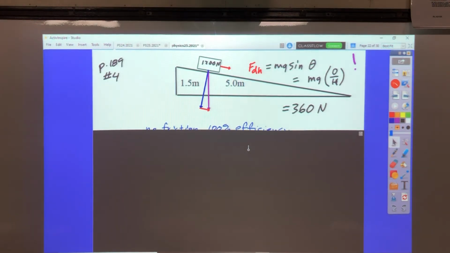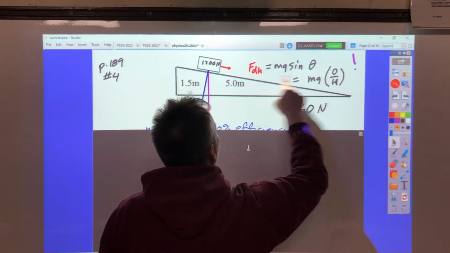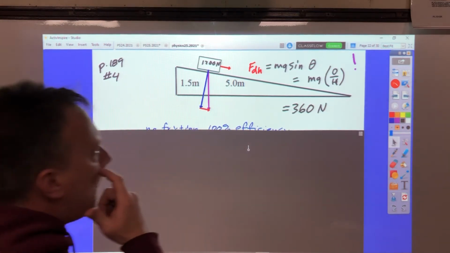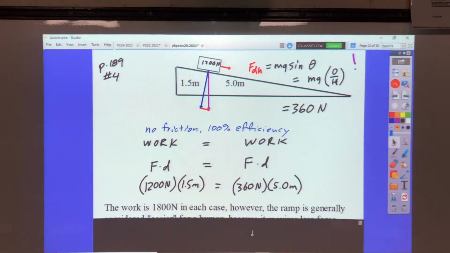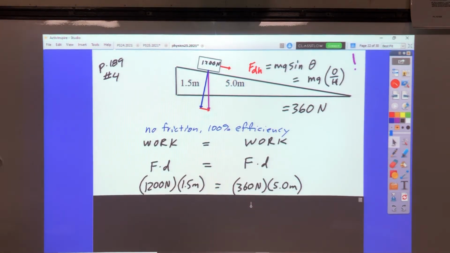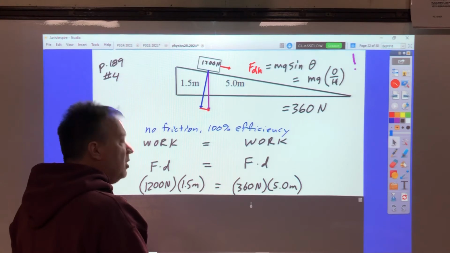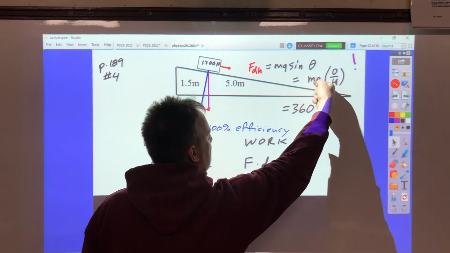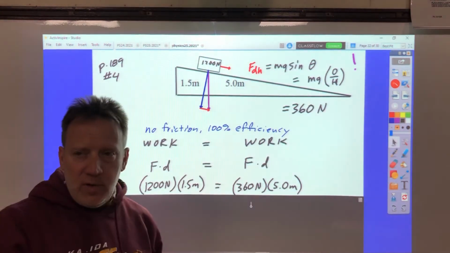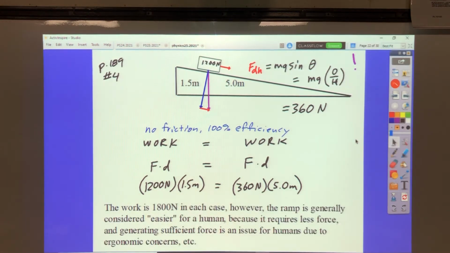And when you do that, and you take 1200 newtons times 9.81 times 1.5 divided by 5, you get 360 newtons. Now, what happens is, if there's no friction and there's 100% efficiency, picking that 1200 newtons straight up for 1.5 meters is the same amount of work as applying 360 newtons up a ramp 5 meters long, as long as there's no friction. So it doesn't matter. The work is the same either way, as long as there's no friction. So the work is 1800 newtons in each case.